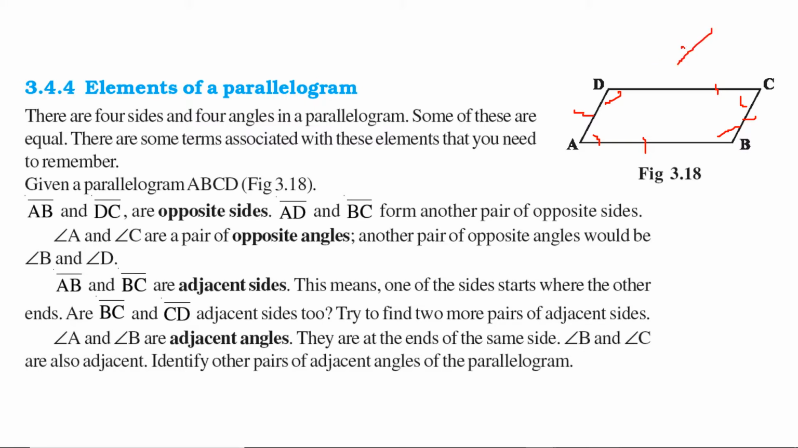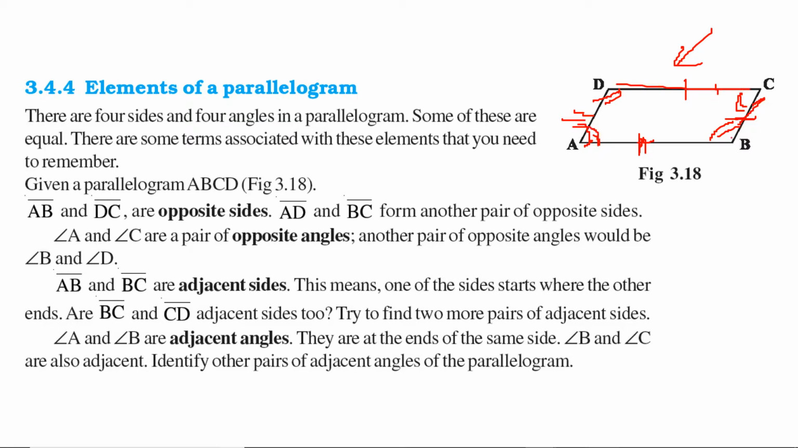This is a parallelogram ABCD. AB and DC, these are opposite sides. AD and BC, these are opposite sides. Angle A and angle C are a pair of opposite angles. Another pair of opposite angles are angle D and angle B. AB and BC are adjacent sides. This means one of the sides starts where the other ends. BC and CD are also adjacent sides.